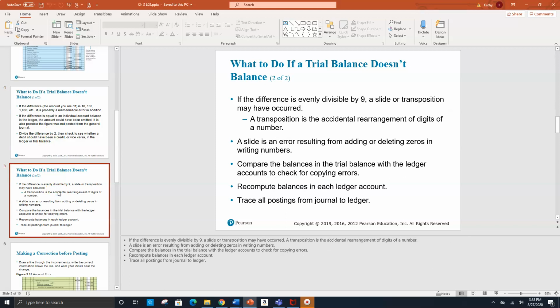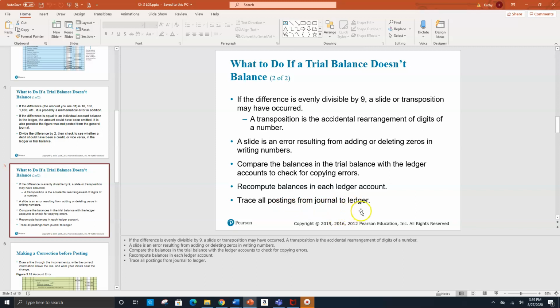If the difference is evenly divisible by 9, a slide or transposition may have occurred. A transposition is the accidental rearrangement of digits of a number. A slide error results from adding or deleting zeros. Compare the balances of the trial balance with the ledger accounts to check for copying errors. Recompute the balances in each ledger account. Trace all postings from the journal to the ledger.